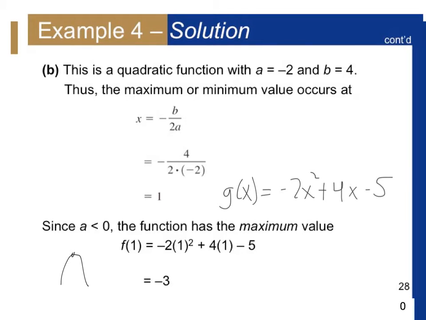Okay, so we plug in 1 into our function that we got from taking x equals minus b over 2a, and we get minus 2 times 1 squared plus 4 times 1 minus 5. So this is minus 2 times 1 squared is minus 2, plus 4 is 2. Minus 5 is minus 3. So that would be the maximum value of our function, that minus 3.